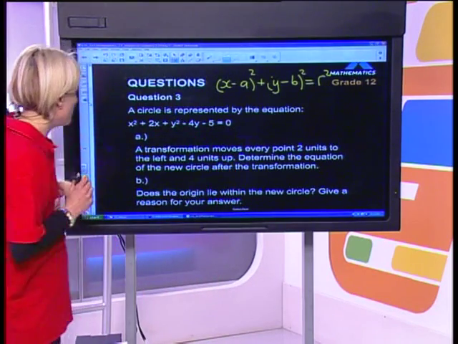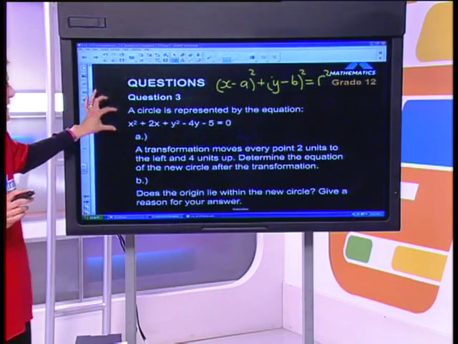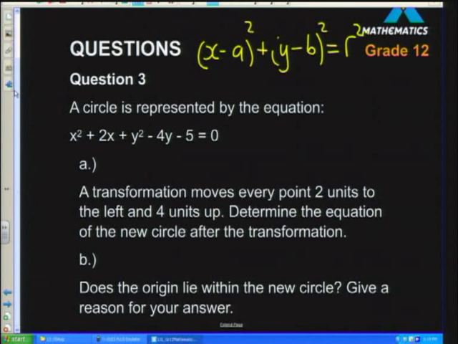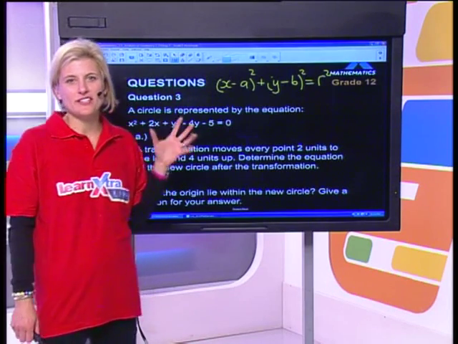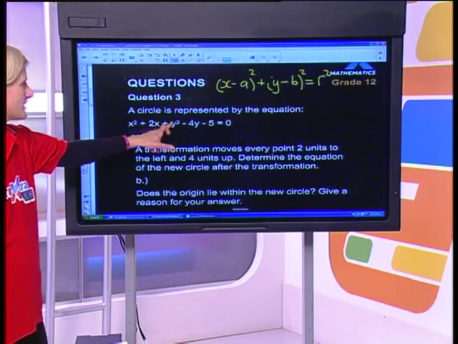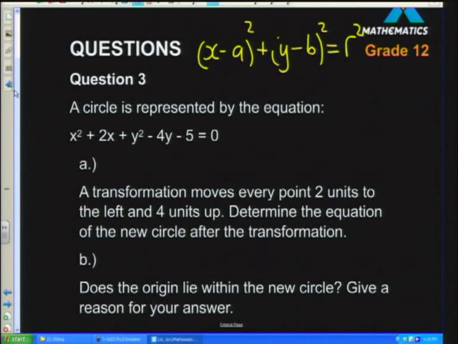So we've got about 3 minutes until our first break. We're quickly going to have a look at this circle. So it says, a circle is represented by the equation x squared plus 2x plus y squared minus 4y minus 5 equal to 0. Now, I know that this is a circle because I've got x squared and y squared, and the coefficients of both x squared and y squared are the same. So that tells me that this is a circle.